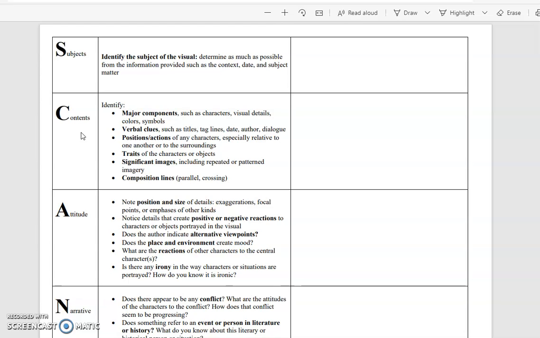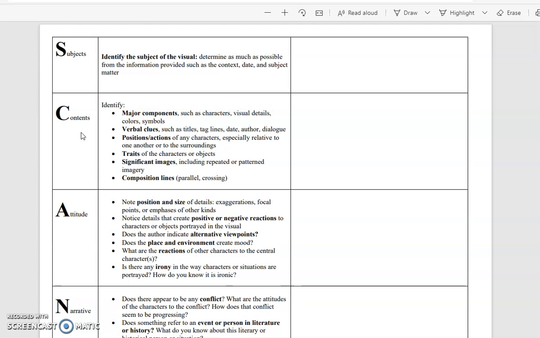Positions and actions of any characters, especially relative to one another or the surroundings. Are people just standing there? Or any characters in the image, are they moving? Are they doing something? What are their traits of the characters and the objects? Color schemes, positioning. Anything like that contributes to the message. A good visual argument takes all of this into account.